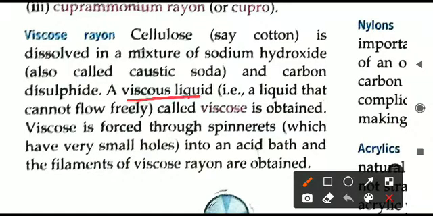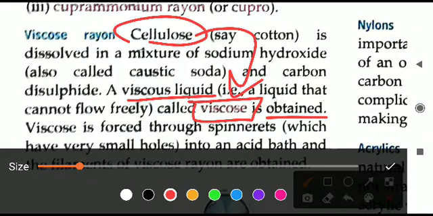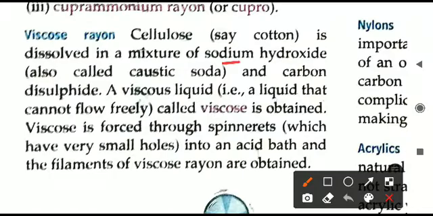That is a viscous liquid, which is given the name of viscose. It is obtained. So this cellulose will convert. It will produce this particular liquid, that is viscose, in that solution which is containing sodium hydroxide and carbon disulfide. We'll get a viscous liquid.